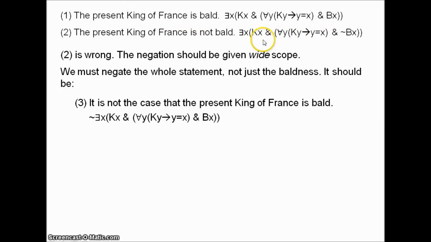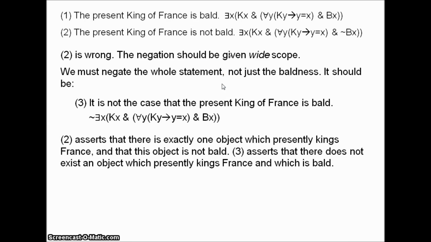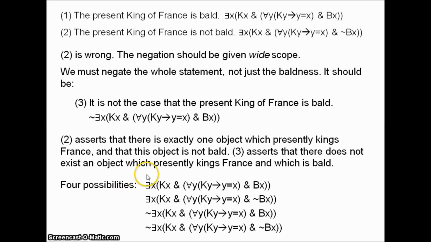Statement 2, the narrow scope negation, asserts that there is exactly one object which presently kings France, and that this object is not bald. And statement 3, on the other hand, asserts that there does not exist an object which presently kings France and that object is bald. Statement 2 is clearly false. Statement 3 is clearly true. To enumerate the 4 possibilities we actually have here, we have all of these.